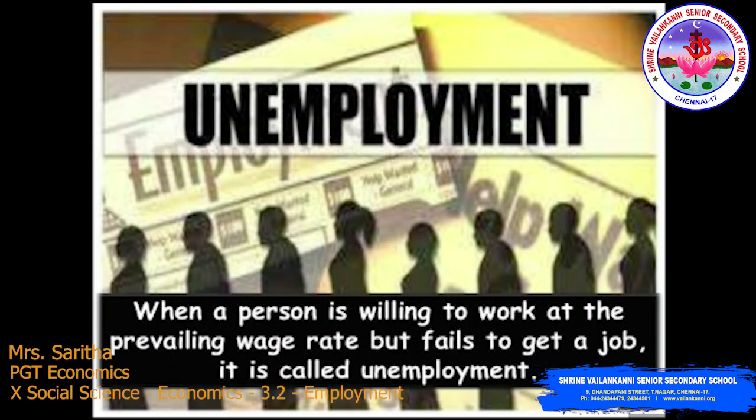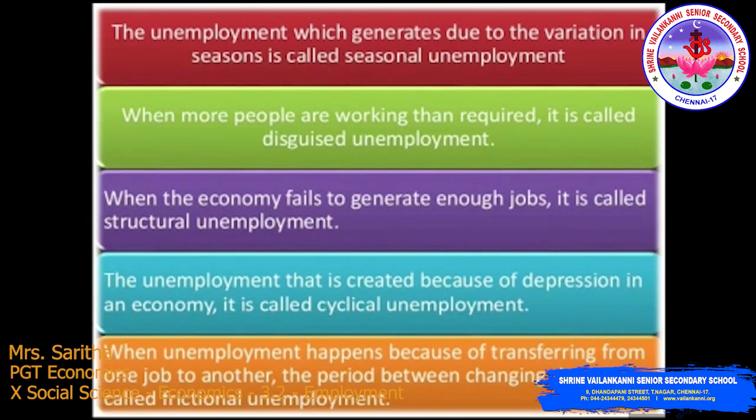Unemployment: when a person is willing to work at the prevailing wage rate but fails to get a job, it is called unemployment. Whatever the wage may be, they are willing to work, but they fail to get a job. We call it unemployment. Now, there are types of unemployment. The first one is seasonal unemployment. What is meant by seasonal unemployment? The unemployment which arises due to variation in the season is called seasonal unemployment.